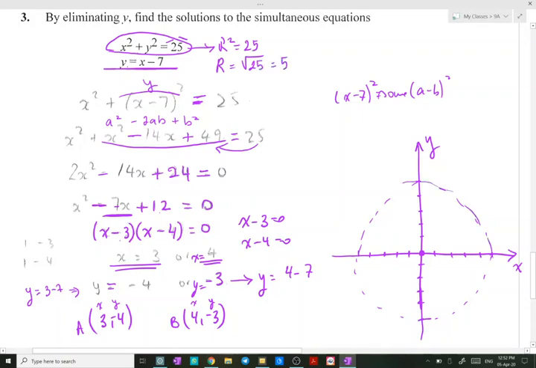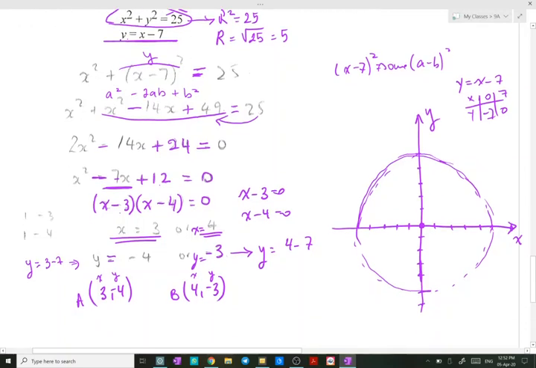Then, roughly this is how you're going to have the circle, and then we have to graph y equals x minus 7. So when x is 0, y is minus 7. When y is 0, x is 7. So roughly this is your line if you're going to graph it.